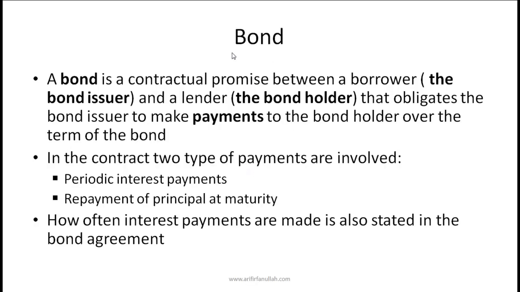Let's first talk about a bond. A bond is a contractual promise between a borrower, also called the bond issuer, and a lender, who is the bondholder, also called the investor, that obligates the bond issuer to make payments to the bondholder over the term of the bond. In the contract, two types of payments are involved: periodic interest payments and a repayment of principal at maturity. How often interest payments are made is also stated in the bond agreement.